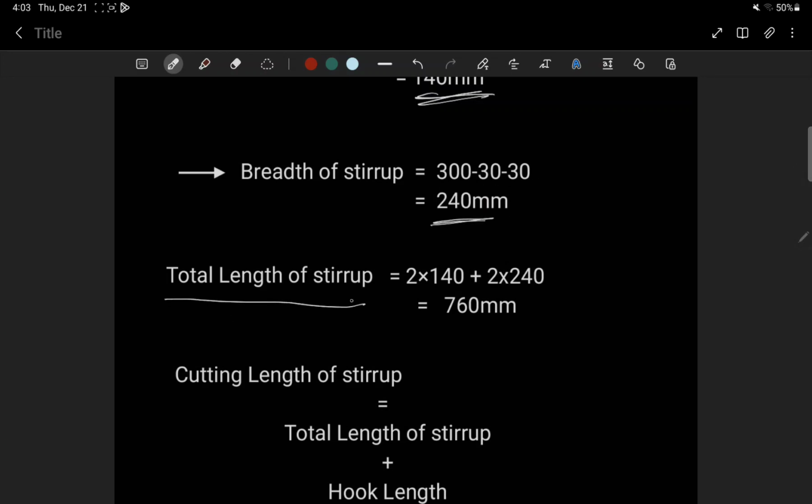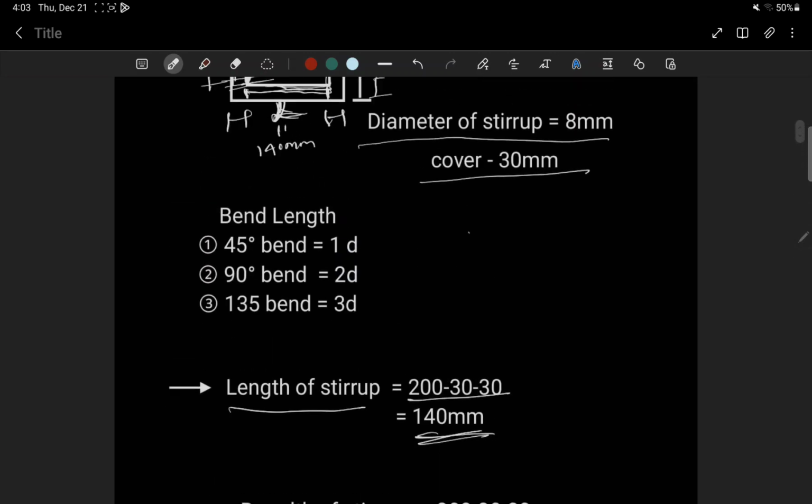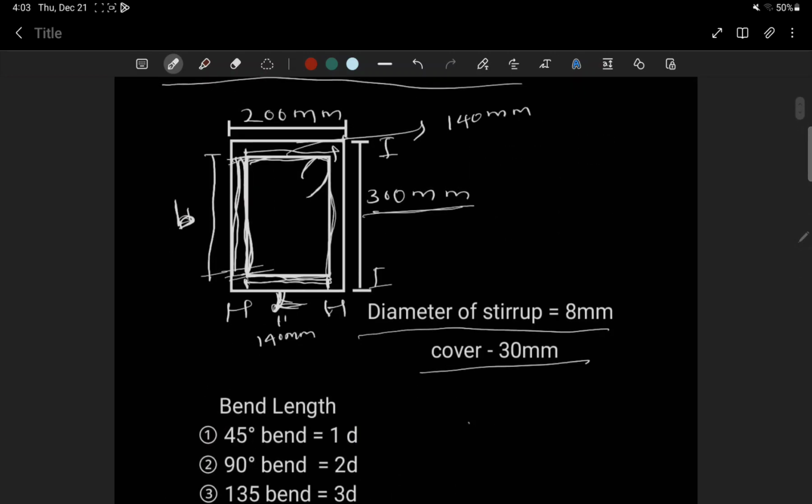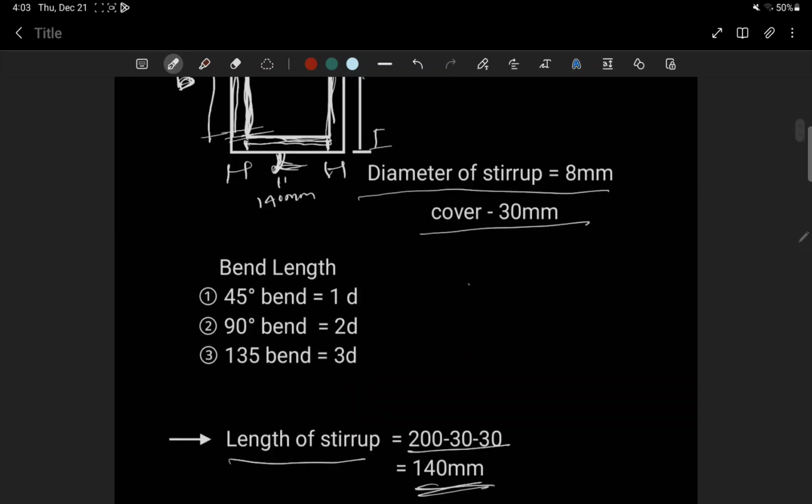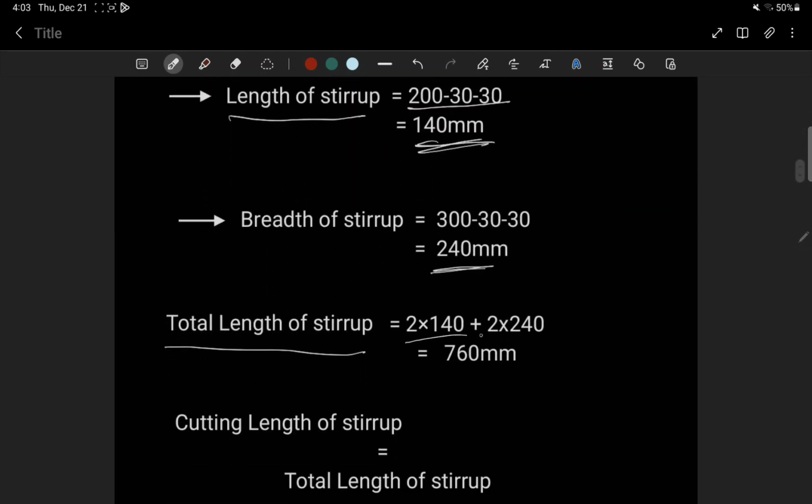So total length of the stirrup is equal to 2 times 140. This 140 and this 140 and this 240 and this 240. 2 times 140 plus 2 times 240 is equal to 760 mm. Now we will find out the cutting length of the stirrup.